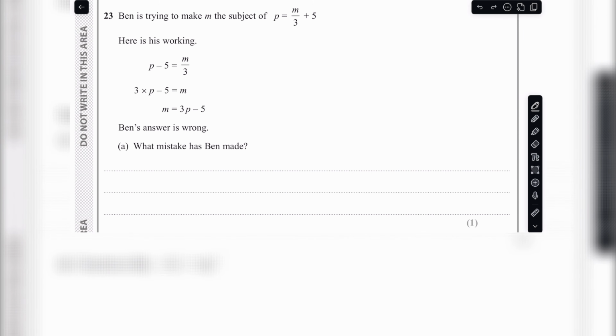In question 23, we are told that Ben is trying to make m the subject of the equation p equals m over 3 plus 5. Here is his working. What mistake has Ben made?